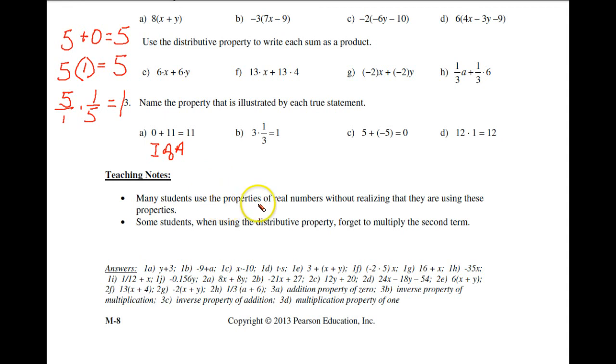Okay, many students use the property of real numbers without realizing that's true. And when you use the distributive property, don't forget to multiply every term in the parenthesis.